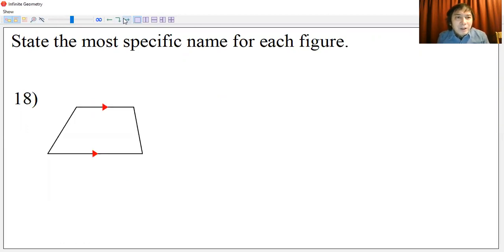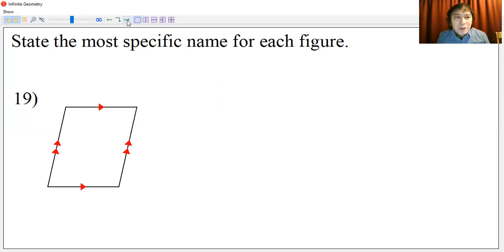Number 18. All right, how about this? Closed figure with one pair parallel. This must be the trapezoid, okay? So this must be another trapezoid. And computer's answer must be trapezoid also. All right, so we continue with the next. This is very simple, okay? You just have to be familiar with the type of figure.